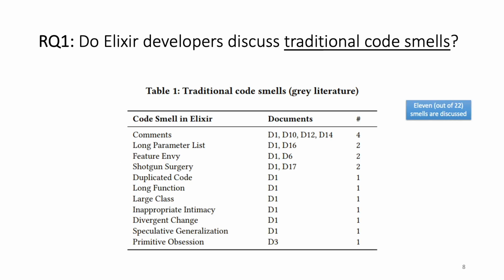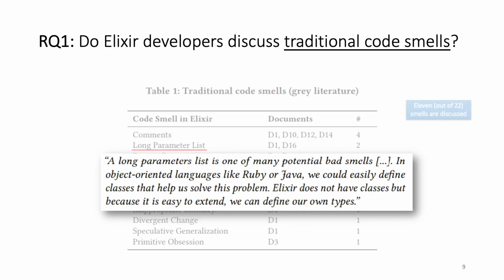For the first RQ, we found discussions about 11 out of 22 traditional code smells, with comments being the most discussed smell among Elixir developers. This code illustrates the kind of sentences extracted from the gray literature. In it, the author discussed long parameter lists. According to him, although Elixir does not have class support as an object-oriented language, developers can easily refactor this smell due to the extensibility of the language.